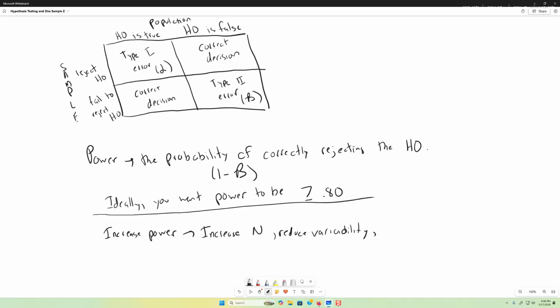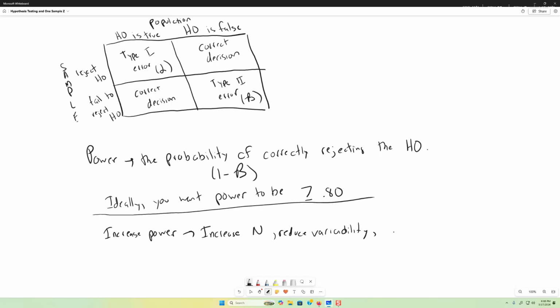You have to improve on whatever scales are out there, or improve on whatever intervention and the measurement of that intervention that you're doing in your study. And so that's a lot harder than increase sample size, increase n.